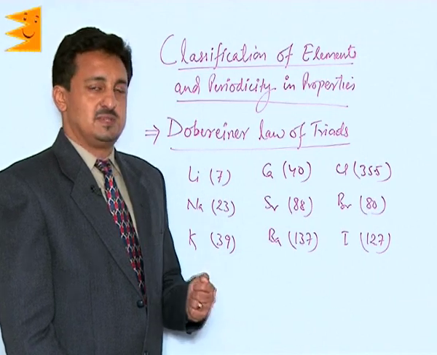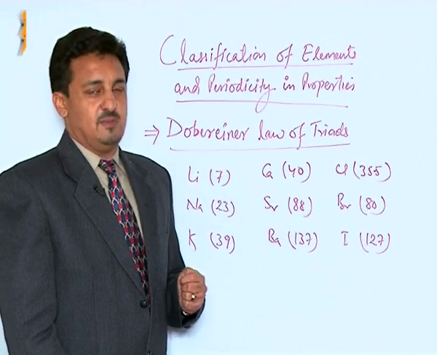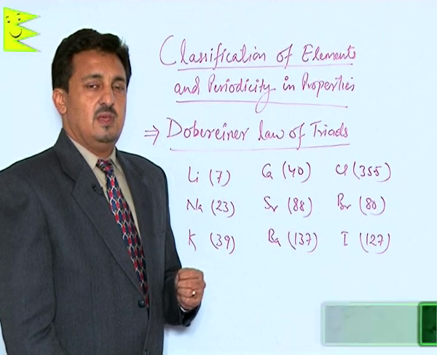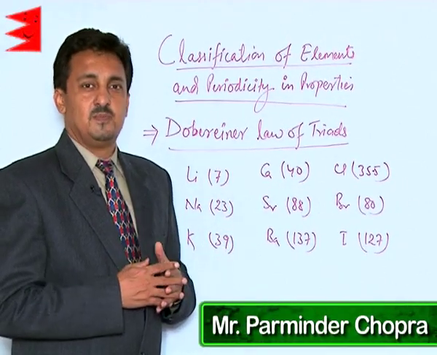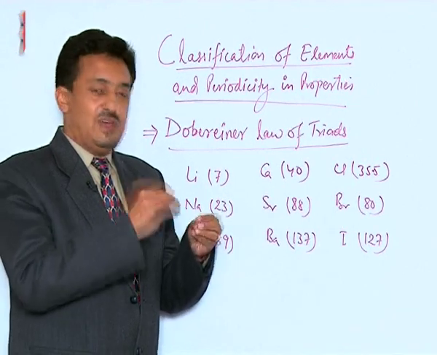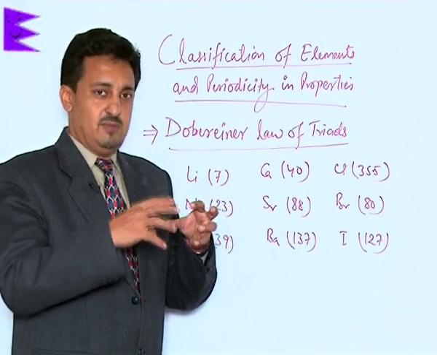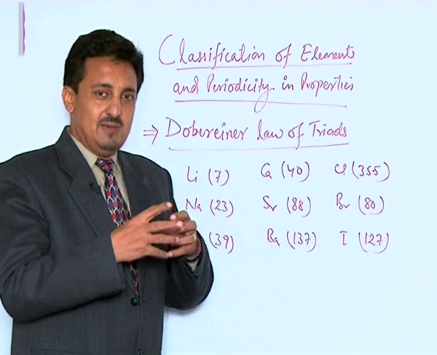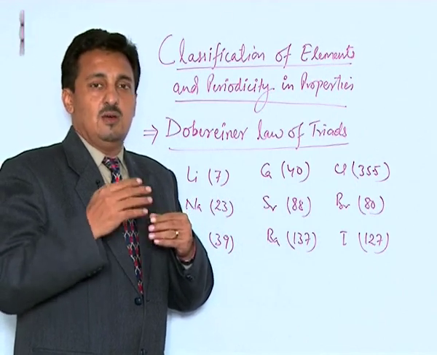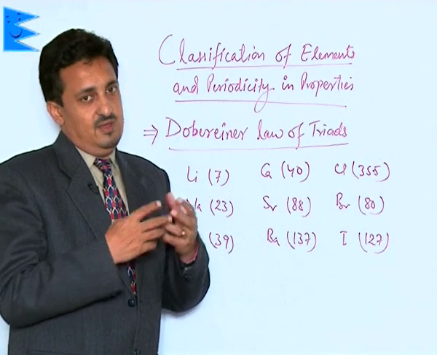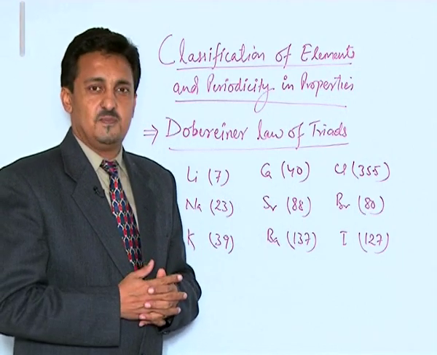Classification of elements and periodicity in their properties. This chapter basically deals with the periodic properties which we have, and how we classify the elements into different types of periodic tables, and slowly and slowly how we reach the modern and long form of periodic table. This chapter deals with all this.